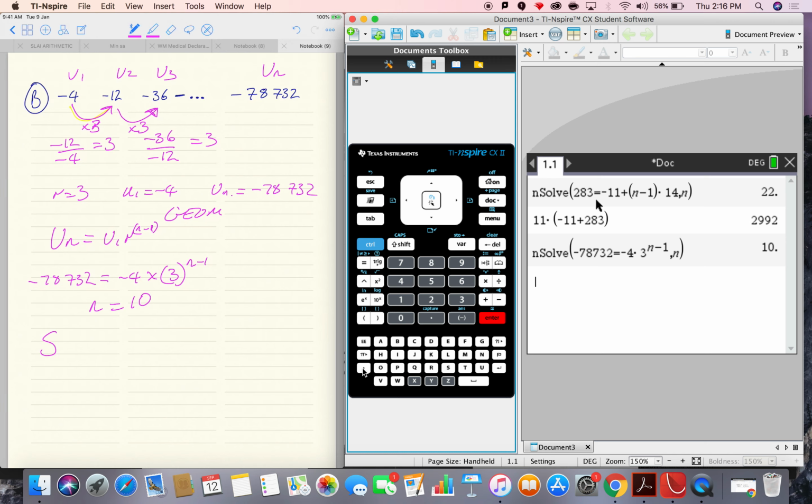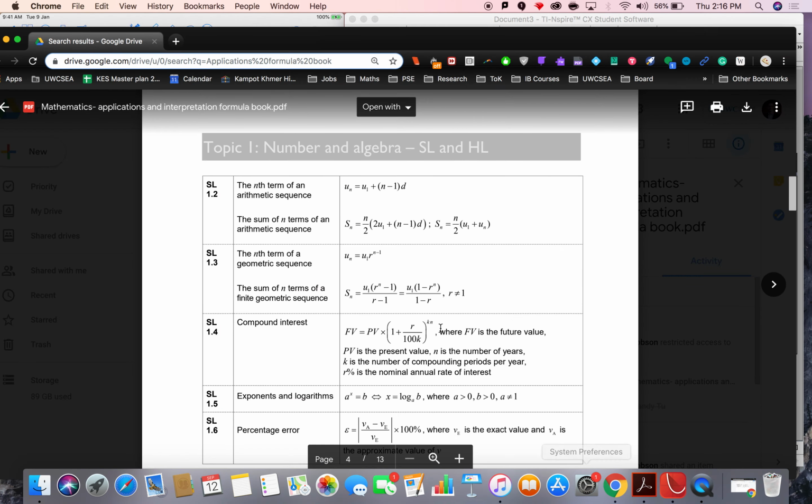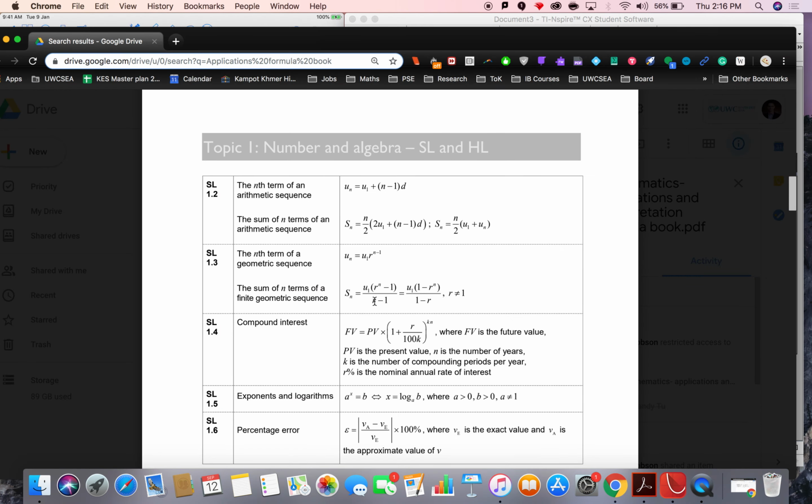So finally, s of n. So we need a sum formula from the geometric. Sn is u1 r to the n minus 1 over r minus 1. It looks like they've flipped the things around here. I'm just going to use this first formula. Write it down. U of 1, r to the n. Notice this time the minus 1. Okay, so let me just highlight that subtle change.